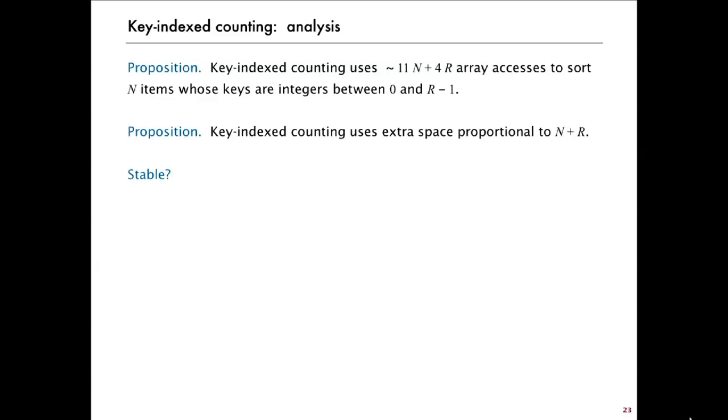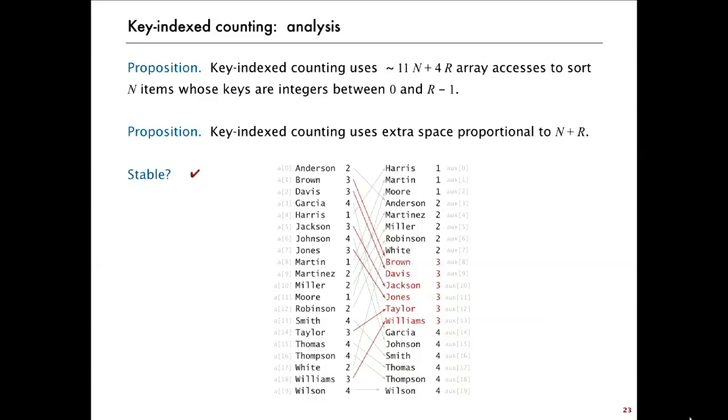There's also the question of, is it stable? Yeah, it's actually stable because when we do the move, we move things with equal keys in the order that we see them. We keep them in the order that we see them. That's just the way the method works. So for this special situation, we have a linear time stable sorting method which beats the n log n bound and is useful in many practical situations.